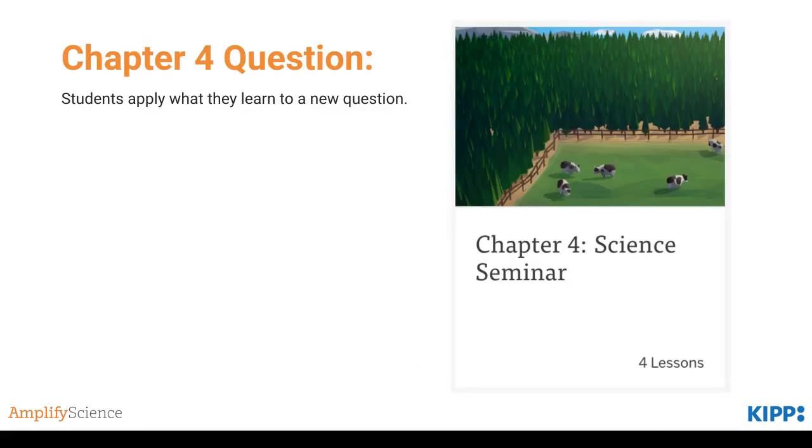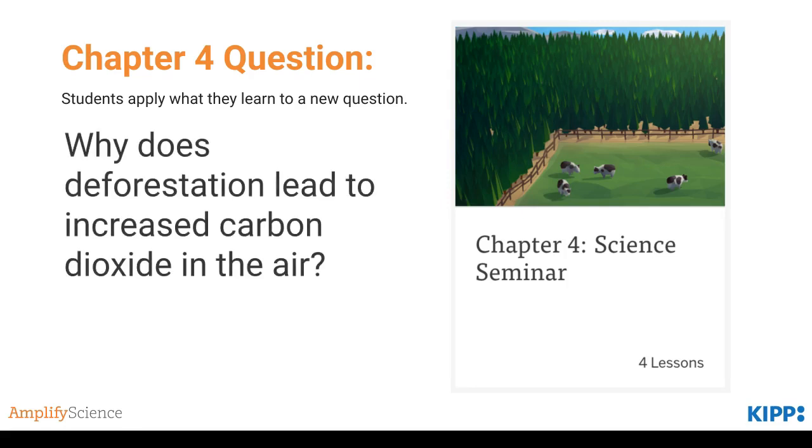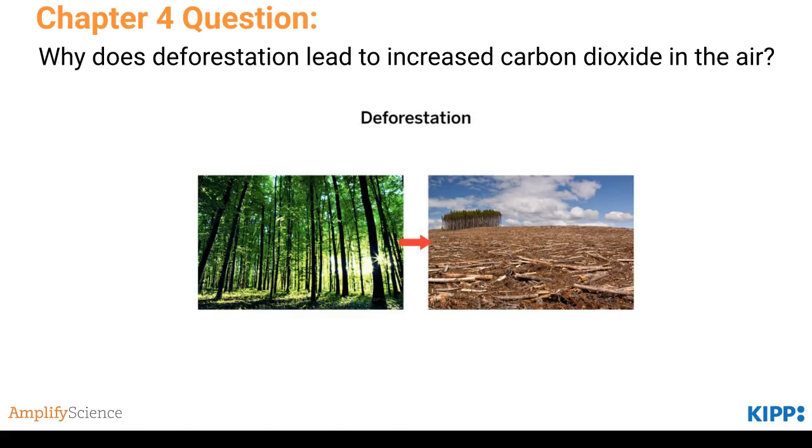All right, so now for Chapter 4, students will apply what they have learned so far to a new question, which is why does deforestation lead to increased carbon dioxide in the air? In Chapter 4, students are introduced to the term deforestation, and they begin to think of reasons that people might need to clear trees off land.